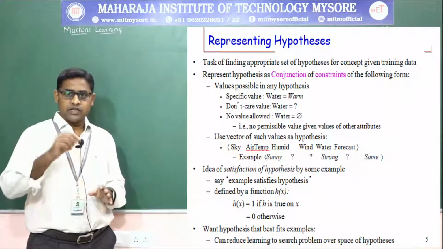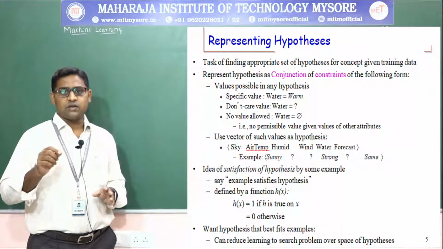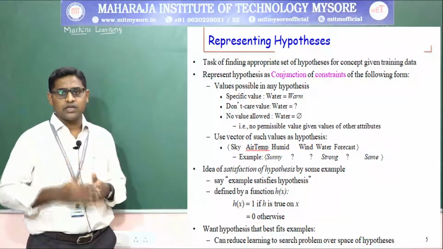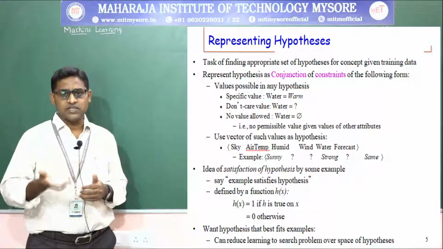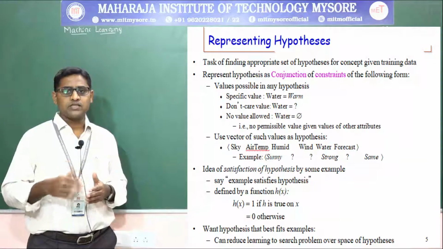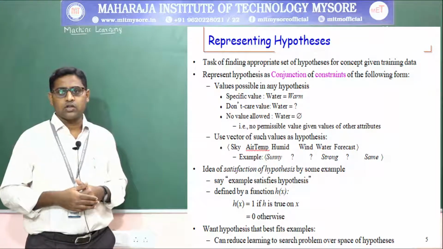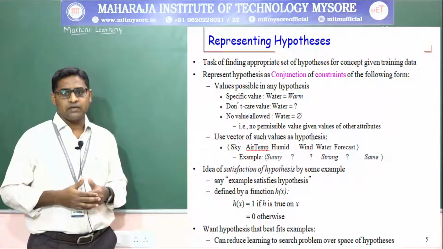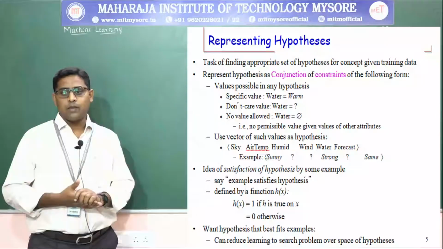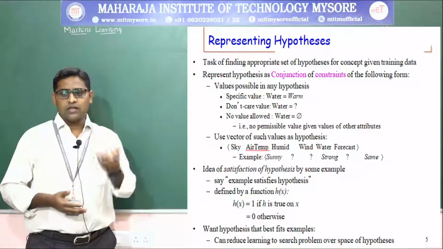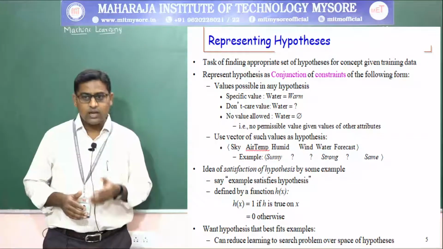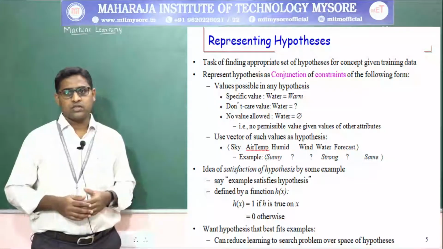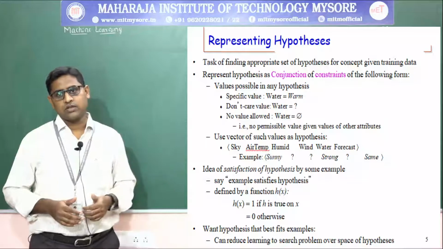That means if h of x, the hypothesis of the instance x, is 1, it is true. True means you can go for enjoying the water sport, that is satisfiable. If it is 0, you cannot go for enjoying the water sport on a particular day. h of x will be negative. So you want a hypothesis that best fits this example, that can reduce the learning to such a problem over the given space of hypotheses.